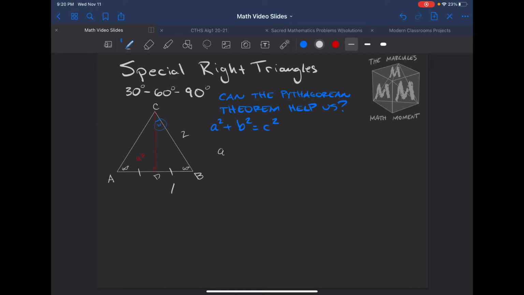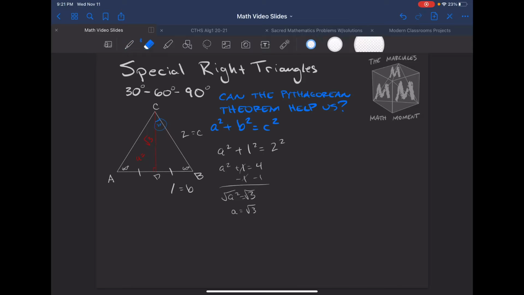And so I'm going to say a squared, because I don't know what a is. We'll call 1 b, so it's b squared, 1 squared. And it's going to equal c, which is 2, 2 squared. Let's work that out. We get a squared plus 1 equals 4. Let's solve for a squared. So I get a squared equals 3. Now we solve for a by taking the square root of both sides, and I get a equals the square root of 3. So let me write that over here and leave some space, and you'll see why in a moment. And so we have the side lengths of our triangle.